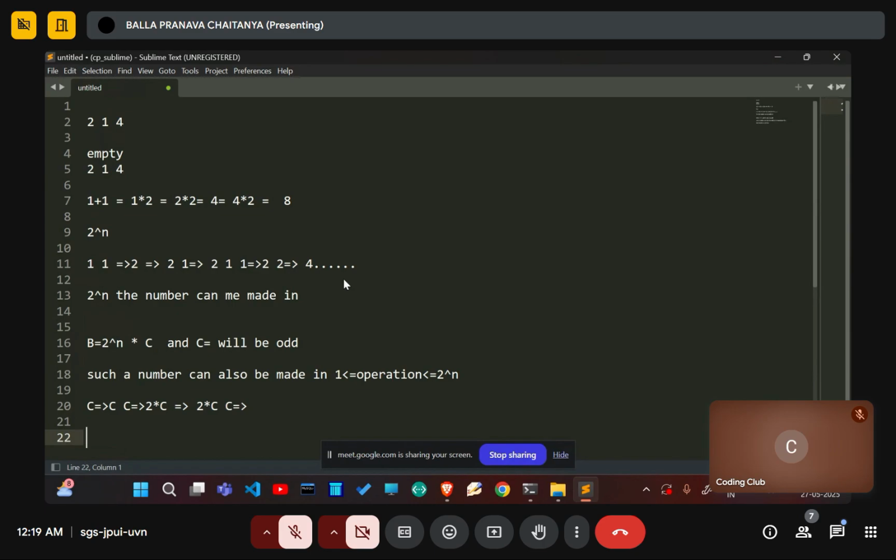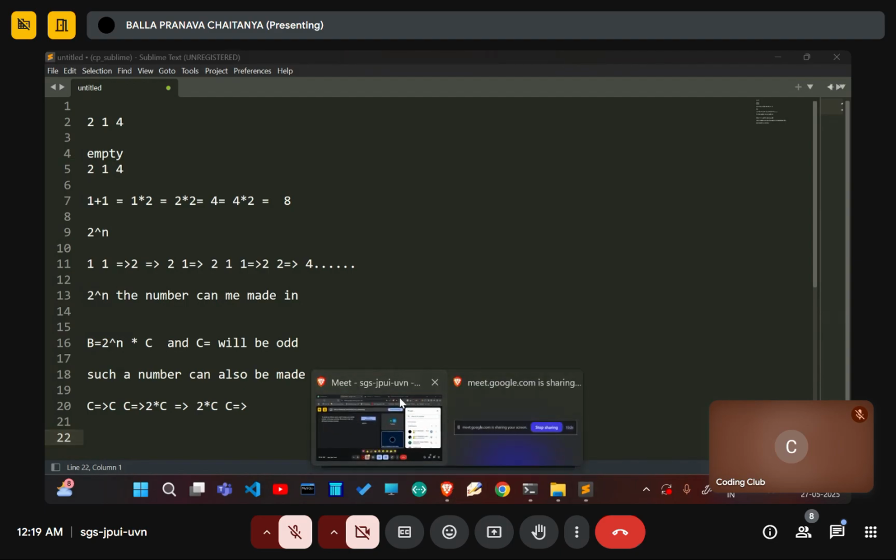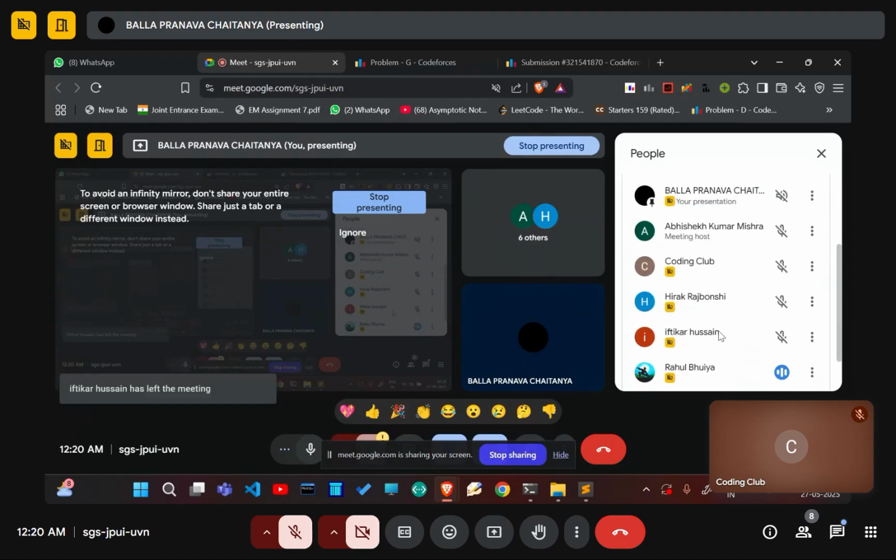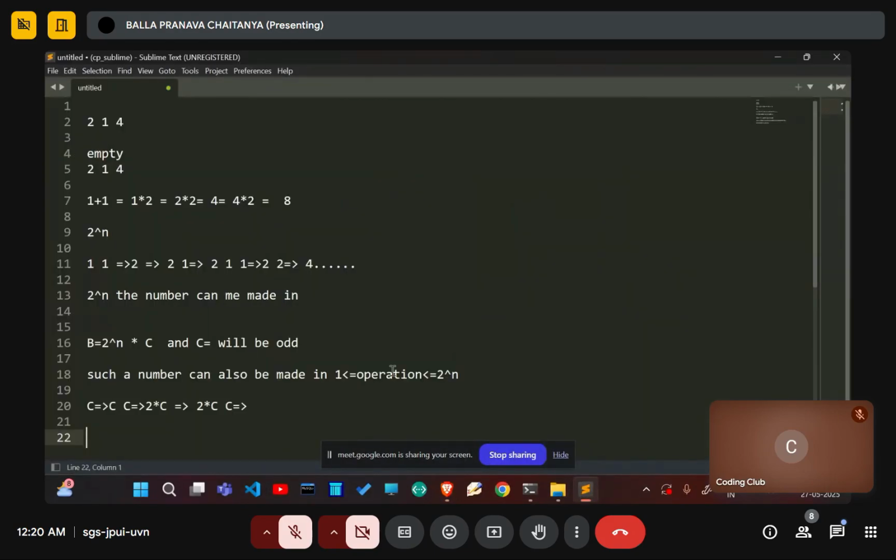We'll start by pushing one here, one, and suppose we have done until here. Pranav: That part which is 2 to the power n into c. Can you explain it by an example? I did not understand, sir. Okay. This is the most important part.